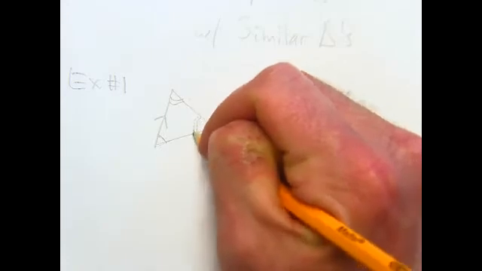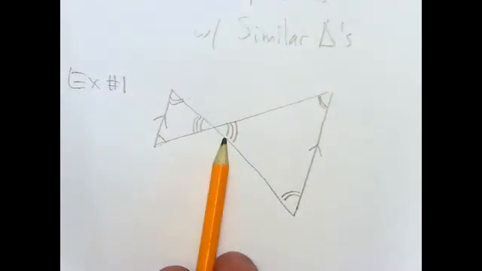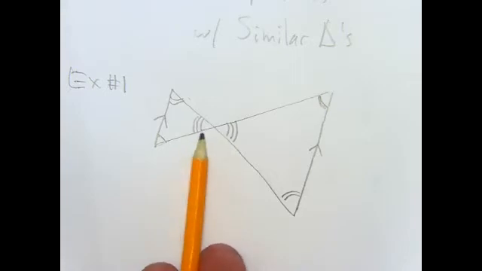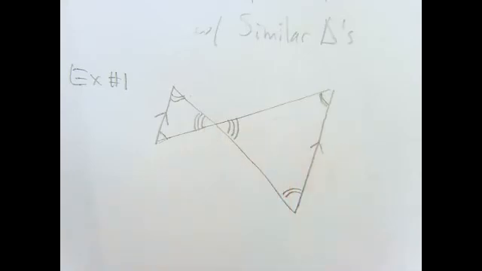What's the word for this pair? I feel like I know, but I don't. It starts with a V, doesn't it? Yeah. Vertical. Vertical angles are equal too. Okay, so if the angles are equal, that means these are similar.